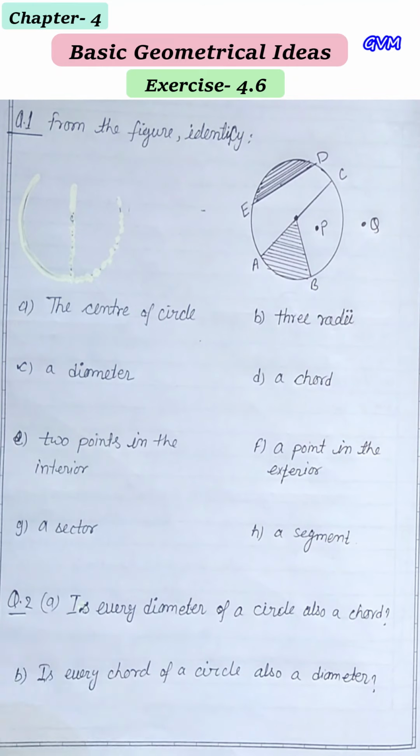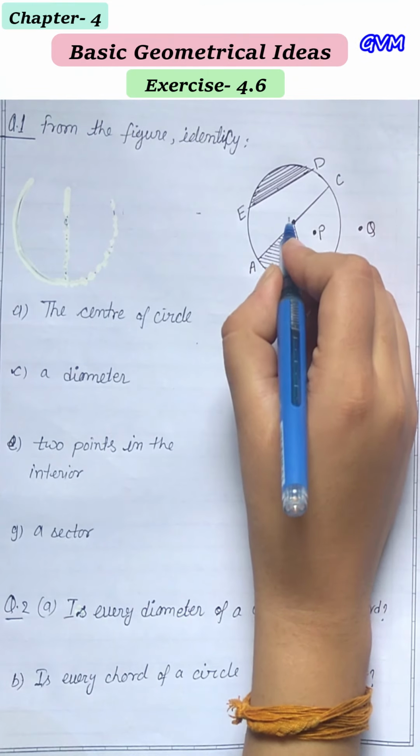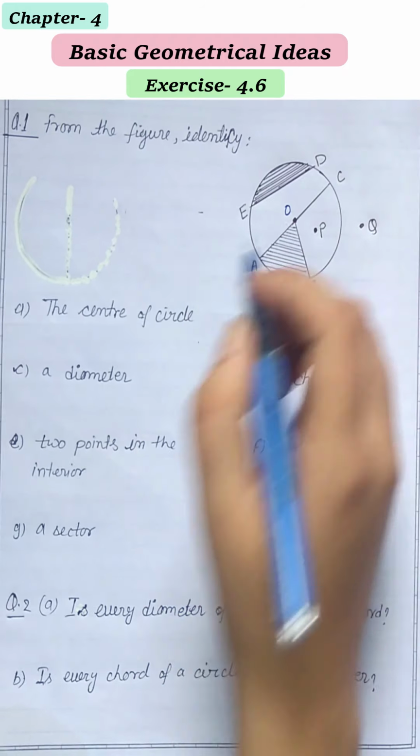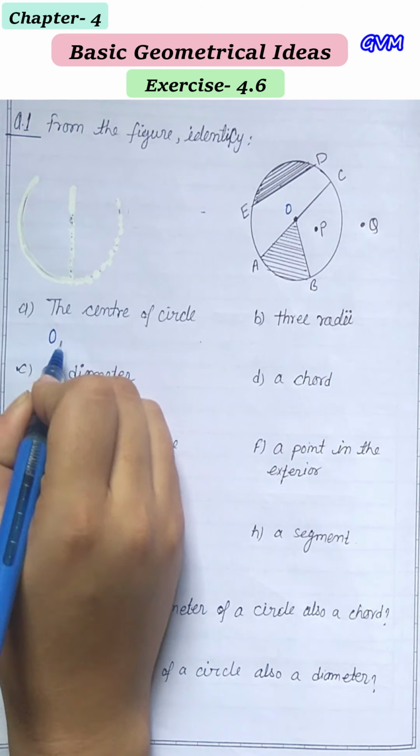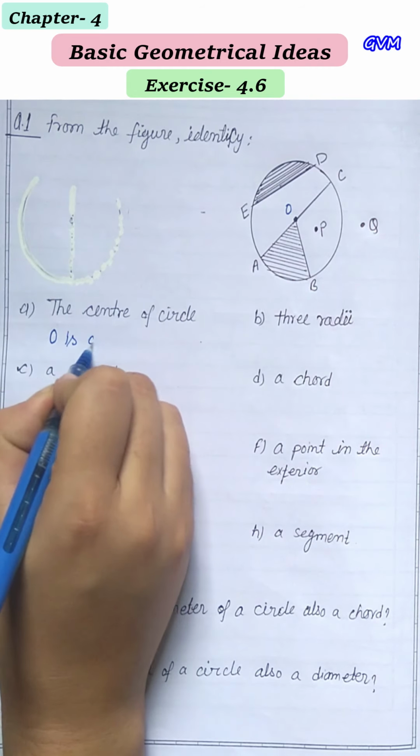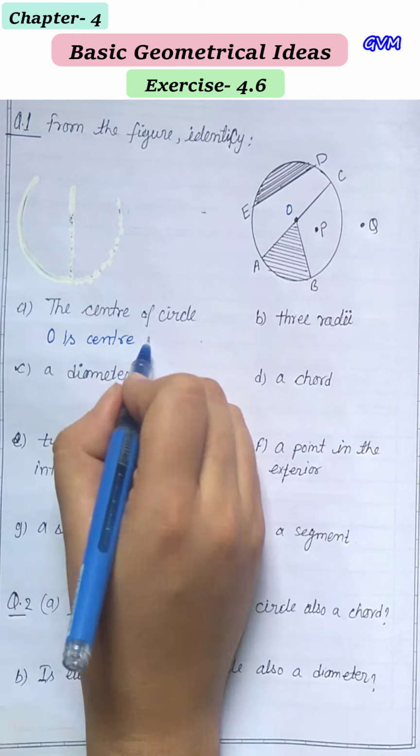The center of a circle. So center is this point which is given in textbook as named O. So center of the circle is O. O is the center of circle.